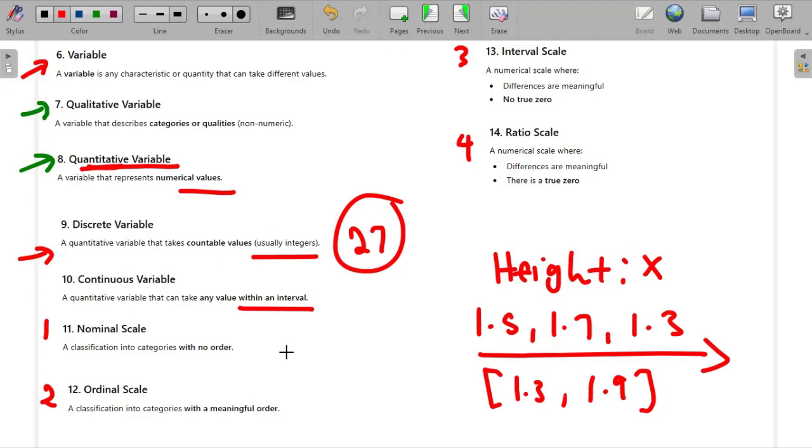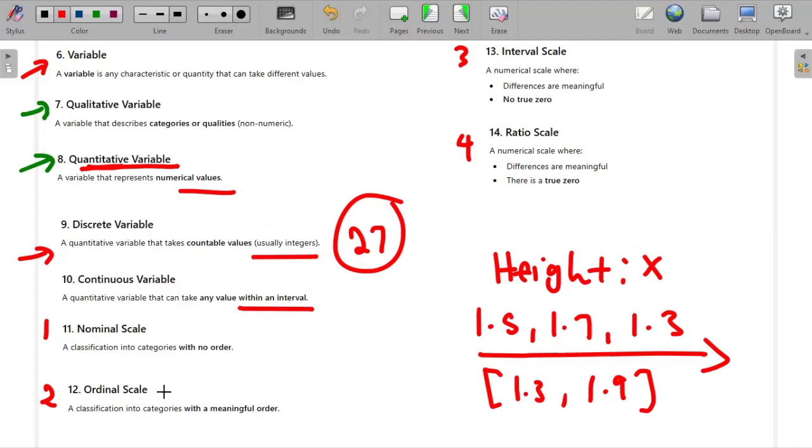But there's no specific order in which the colors are to be. You can't say blue is greater than red or yellow is greater than green. No, we don't know that. We just know that this is yellow, this is blue, and the like. So you are classifying. A nominal scale classifies categories with no order.